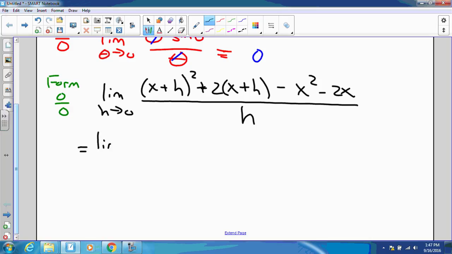So I'm going to replace (x plus h) squared with what it is. And what is (x plus h) quantity squared? x squared plus 2xh plus h squared. That's it.